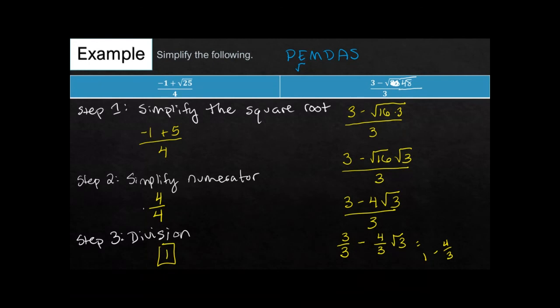But we can't simplify the 4/3. So we end up with an answer that looks kind of messy here. It's 1 minus 4/3 square root of 3. But that is the simplified form, because we're trying to make what's inside the square root as small as possible, and then if we can get a whole number part out of there, we can.